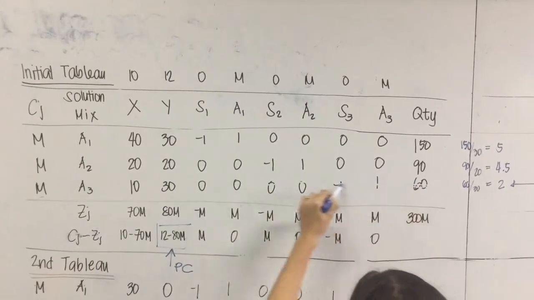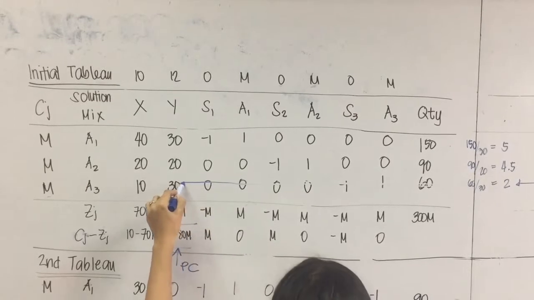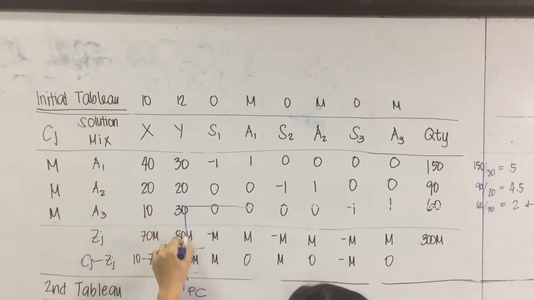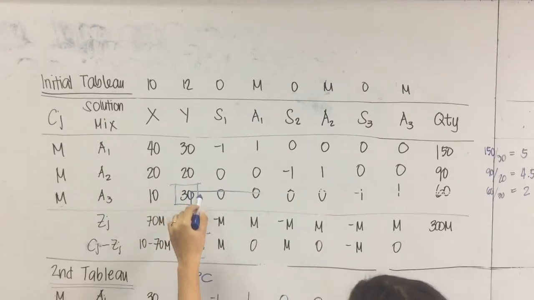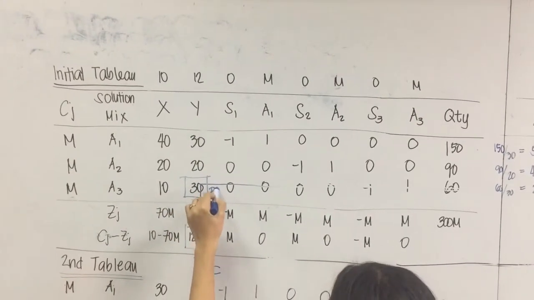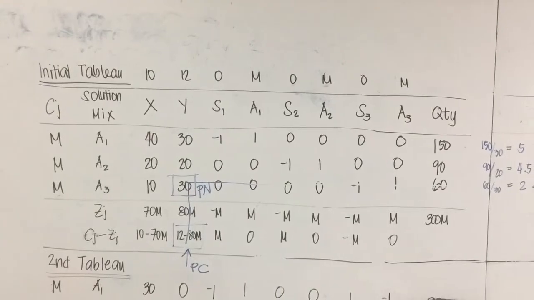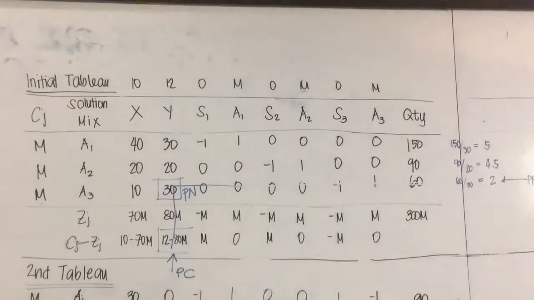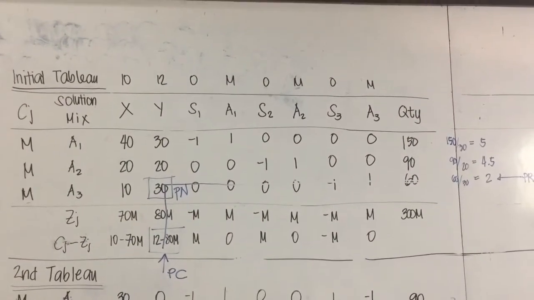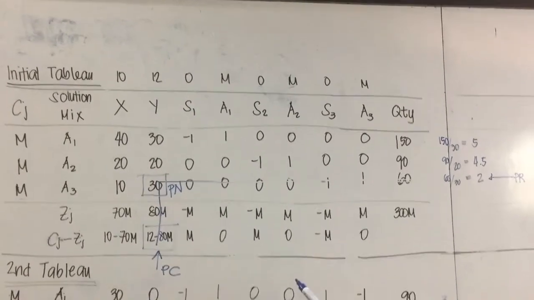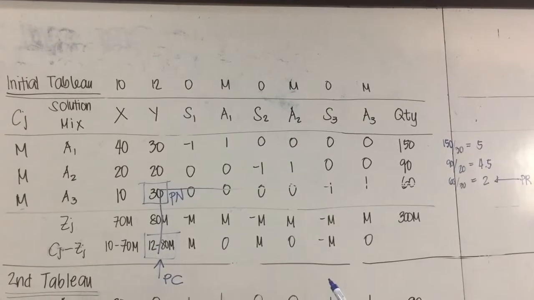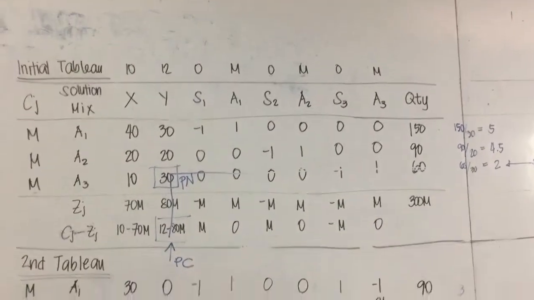And the intersection between the pivot row and the pivot column is what is our pivot number. You know that you have achieved the optimal solution for the minimization problem when the values of your Cj minus Zj are all positive and zeros. If not, formulate another tableau.